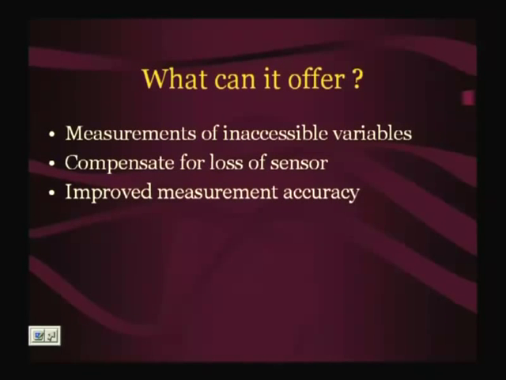So, what can estimation offer? It can offer measurements of inaccessible variables which cannot be measured directly. We'll presently see an example. It can compensate for loss of sensors. We'll also see an example. And it can give improved measurement accuracy. We have already seen that in the case of Kalman filtering, for example. Kalman filtering is a shining example where a filter can give you vastly improved estimates of velocity and acceleration from position measurements.